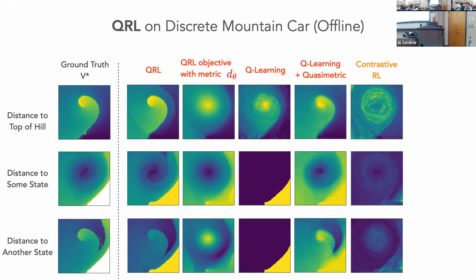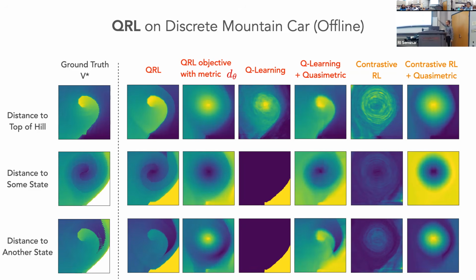Another related method is called contrastive RL. In contrastive RL, it's very similar. You're pulling together adjacent states, and you're pulling apart random states and goals. It's a recent method, and it doesn't work too well in this setting because contrastive RL doesn't learn the optimal value function. It learns the on-policy value function. For a bad policy, the on-policy value function is not very close to optimal. And contrastive RL with a quasimetric distance function also doesn't work that well.